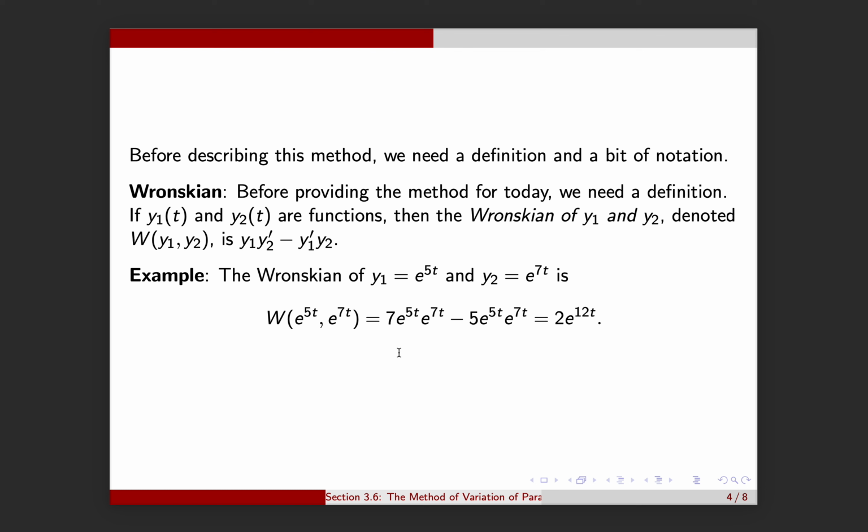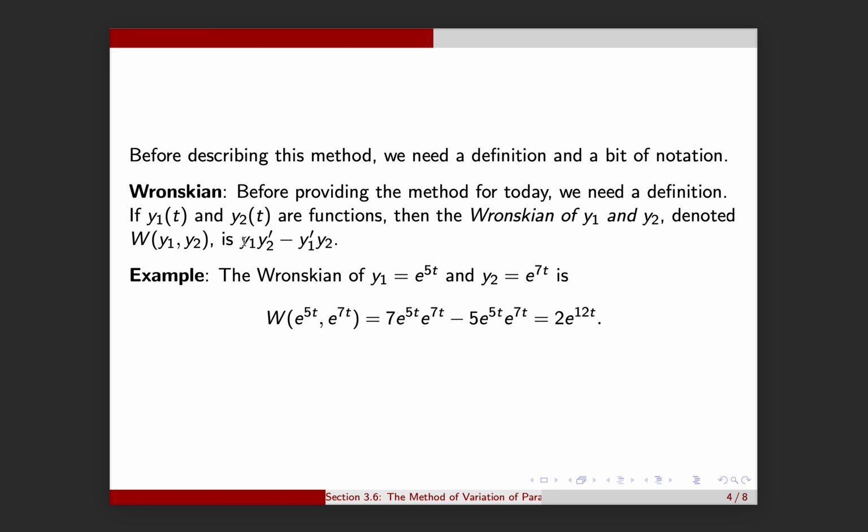Before giving you the method, I need a definition and some notation. The Wronskian of two functions, y1 and y2, denoted W(y1, y2), is this: first function times derivative of second minus derivative of first times second. It's like a product rule kind of setup, but with a minus in between. Don't worry about where this comes from now. If you want to see why this is relevant, you can read the text. Here's an example. The Wronskian of e to the 5t and e to the 7t is, here's the computation, and it simplifies to 2e to the 12t.